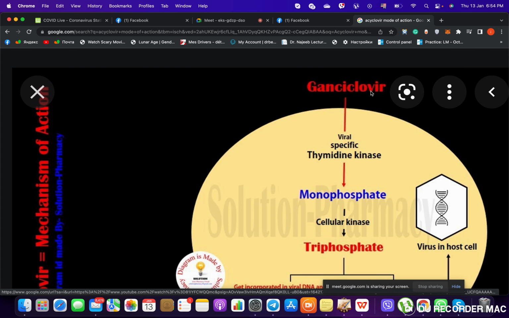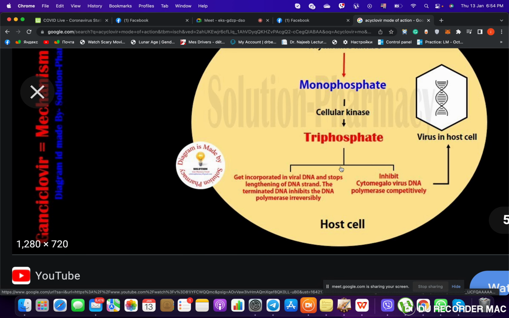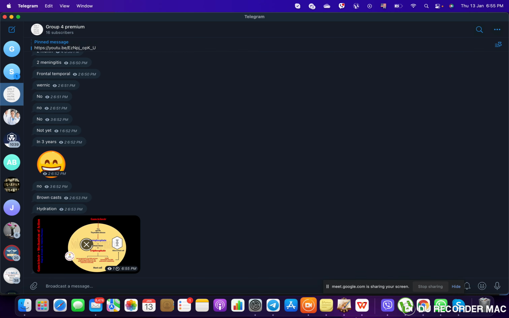Okay, so ganciclovir, it works, again, it needs the thymidine kinase from virally infected cells, which gets it monophosphorylated. Then we have a triphosphate, and that will lead to inhibition of the DNA polymerase, and that will lead to less replication of the virus. Okay, the same idea basically.